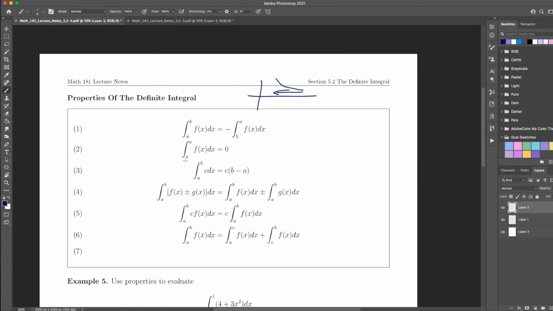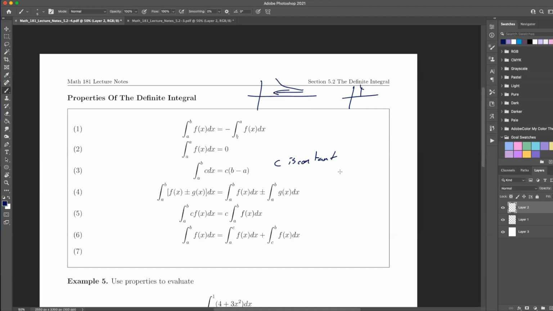If I find the area underneath a space of 0 distance, from a to a, it's defined to be 0, because your delta x will be 0. So this is 0. If I have a constant, where c is a constant, and I take the integral of that, it's just the constant times the length.